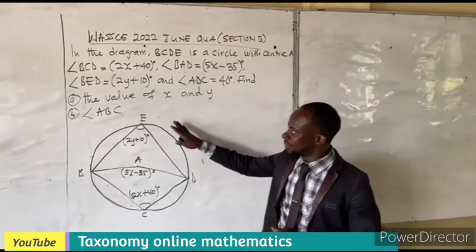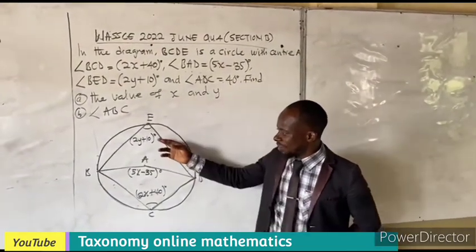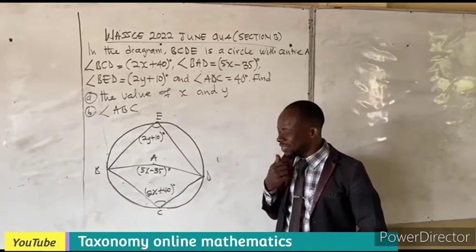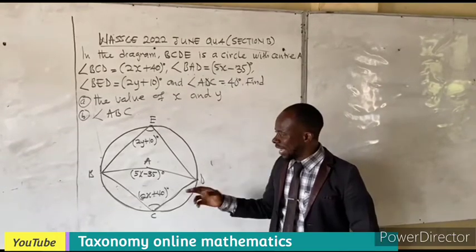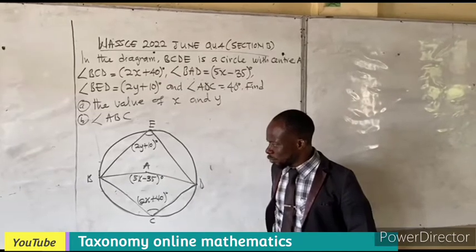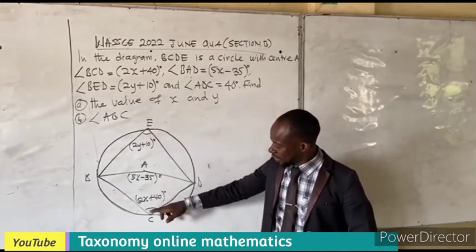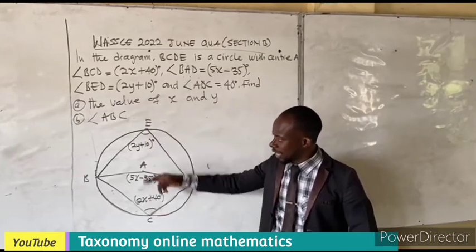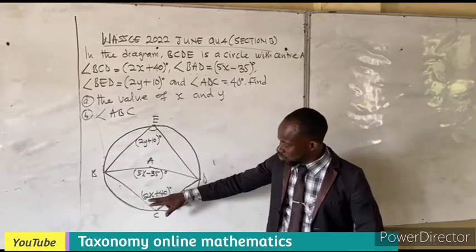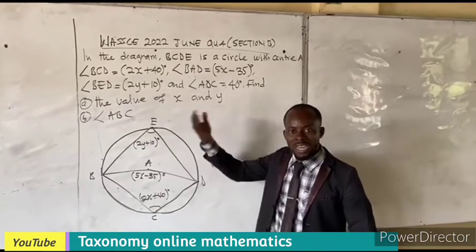So we are asked to find the value of x and y, where we have the angle here, we have the angle here. We have to use some of the theorems in order to get what the x will be and what the y will be. If we look through, the opposite angles of a quadrilateral add up to 180, meaning I can add 2x plus 40 plus 2y plus 10 equals 180.